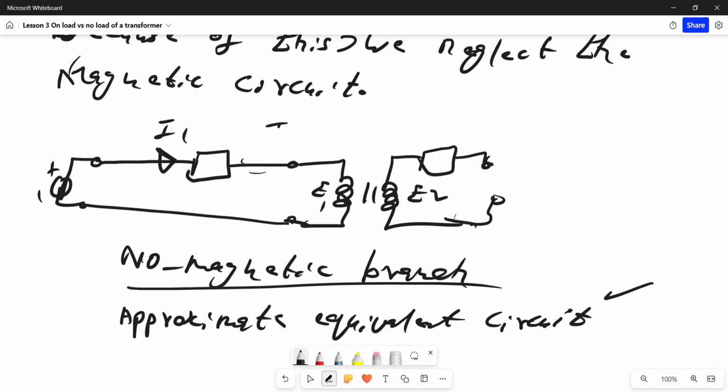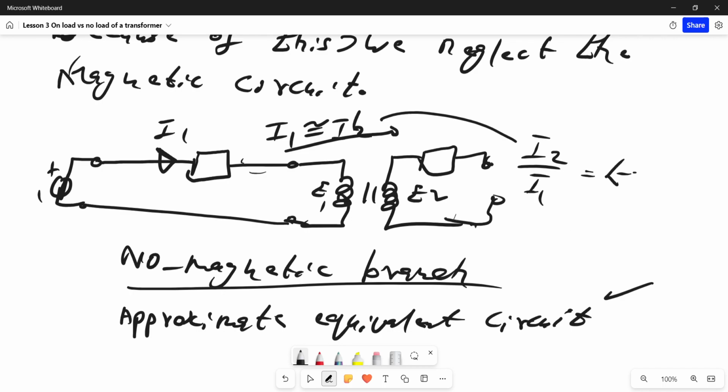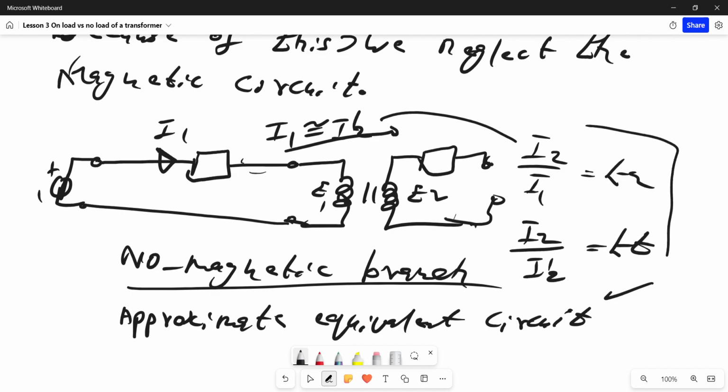In this case, I1 will be approximately equal to I'2. So if I2 over I1 is equal to KT, it's the same thing as I2 over I'2 is equal to KT. Same thing in this case, it doesn't matter.